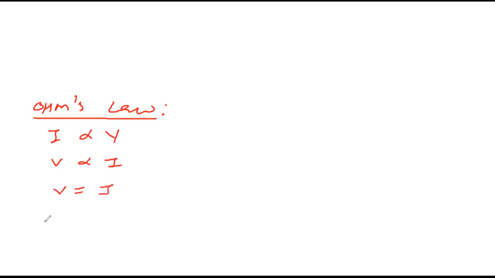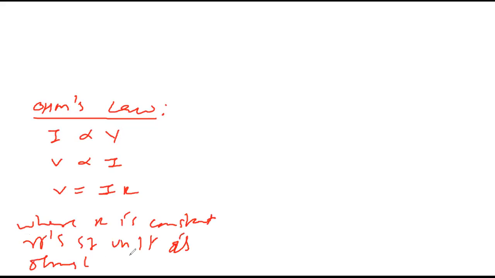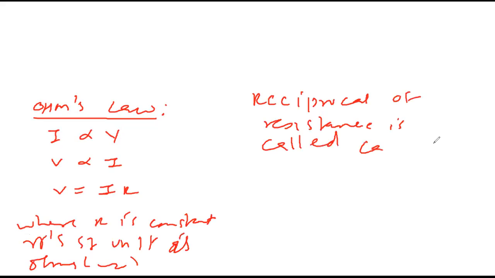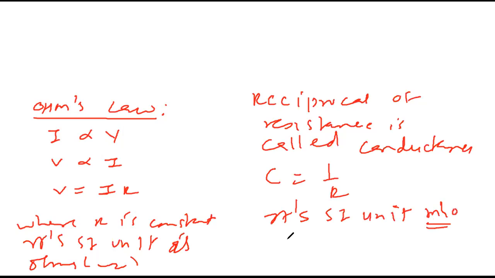What is Ohm's law? This you all are familiar with. So long as physical state of conductor remains constant, I is proportional to V, V equals IR, where R is constant. Its SI unit is ohm. What is reciprocal of resistance called? Conductance. Reciprocal of resistance is called conductance. What is SI unit of conductance? Its SI unit is mho. Generally this is not used nowadays. In place of that we write Siemens, or inverted omega, or ohm raised to minus 1.